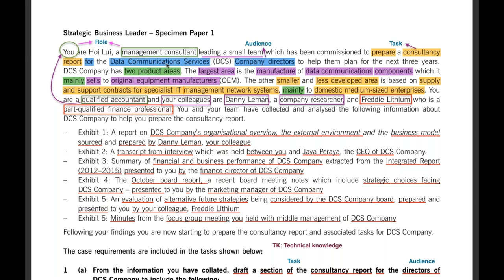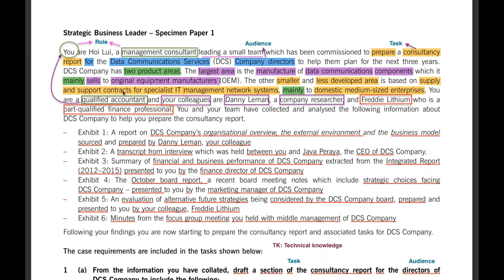What you are doing is leading a small team which has been commissioned. You have been engaged to prepare a consultancy report. That means this is the task that you're preparing. So it's to prepare a consultancy report for whom? Data Communication Services, DCS company directors. So who are these people? These are your clients, and your clients are your audience. You have been commissioned to prepare this consultancy report to help them plan for the next three years.